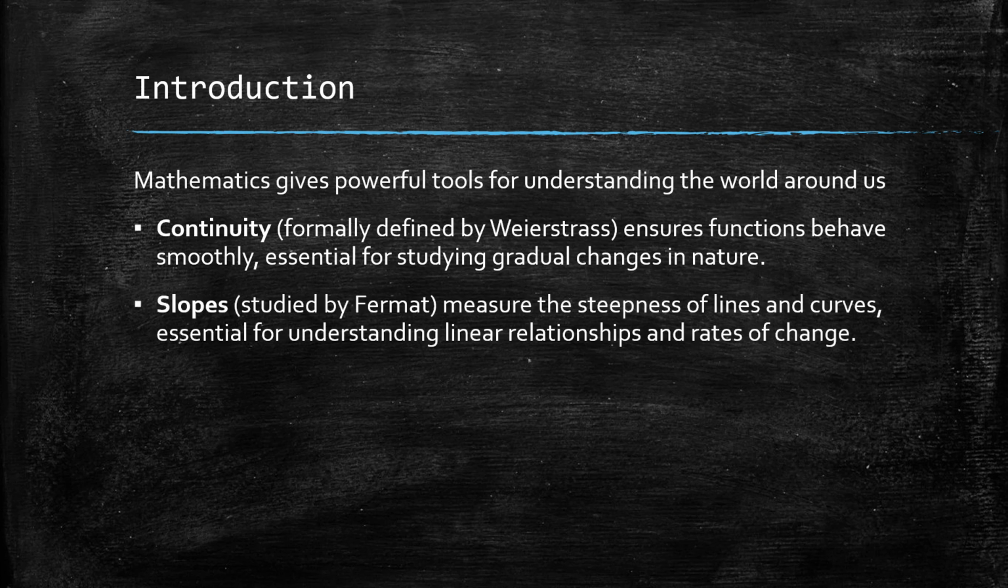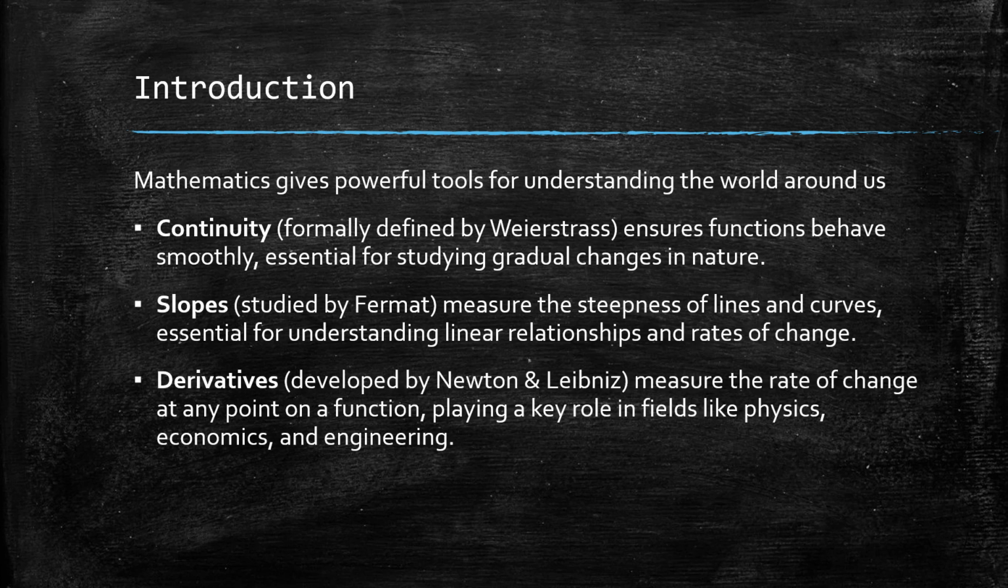Slopes were studied by Fermat. They measure the steepness of lines and curves, essential to understand linear relationships. Derivatives were developed by Newton and Leibniz. They measure the rate of change at any point on a function, and play a major role in fields like physics, economics, and engineering.